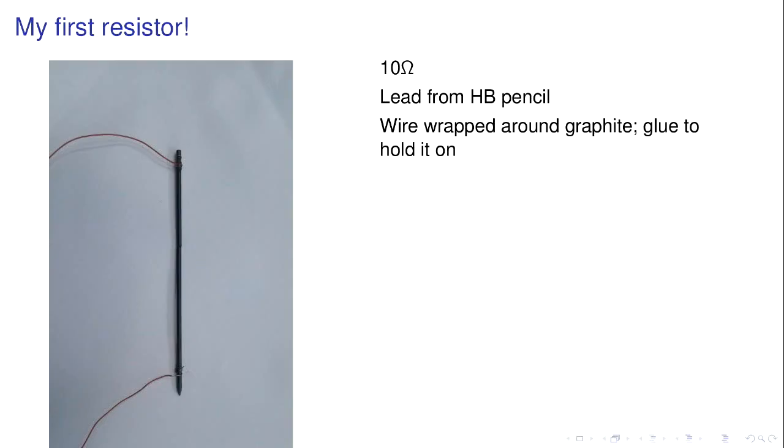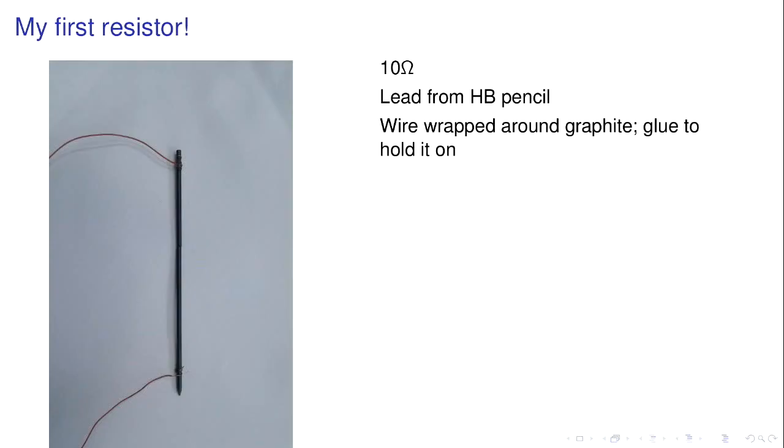I pulled the lead out of an HB pencil. You can just slice it along the length with a scalpel and pull the lead out. Then you can put a couple of wires on it, glue them to make sure they stay there, and measure it. And this one's about 10 ohms. Looks pretty good. It's very, very stable. I increased the frequency at which I measured up to about 500 kilohertz, which was the limit of my measuring equipment, and it didn't change much. I heated it up with a heat gun, and it didn't change much.